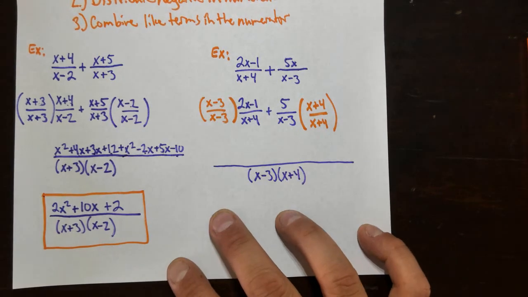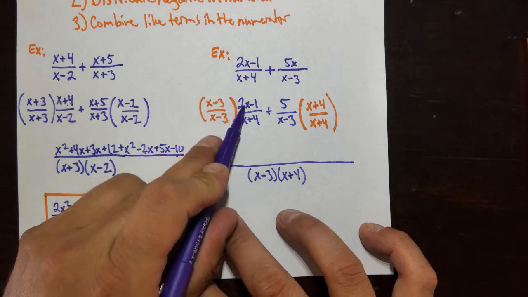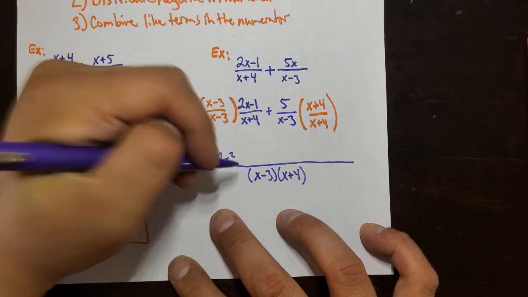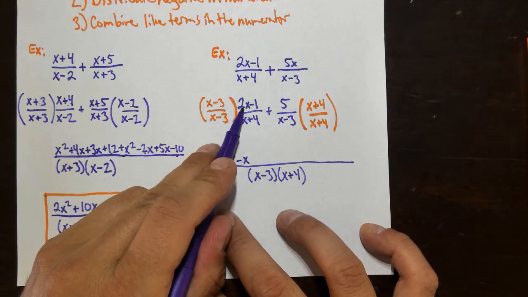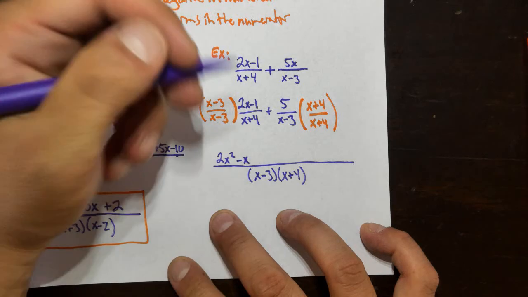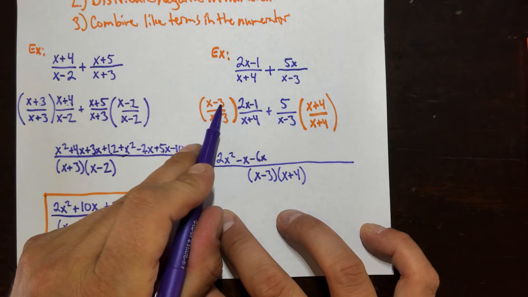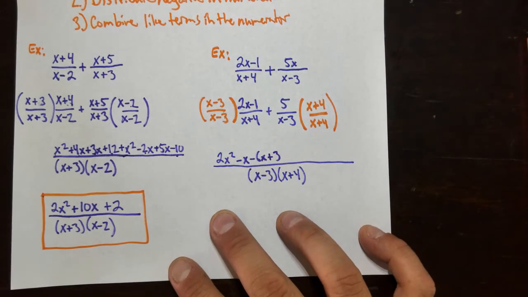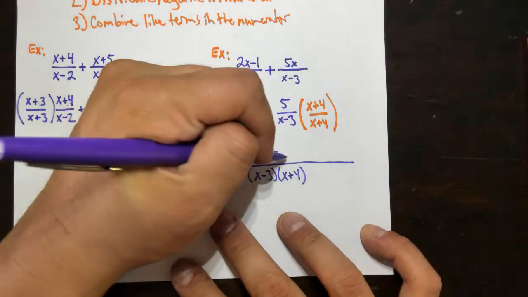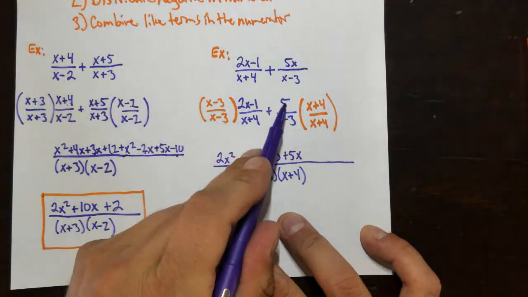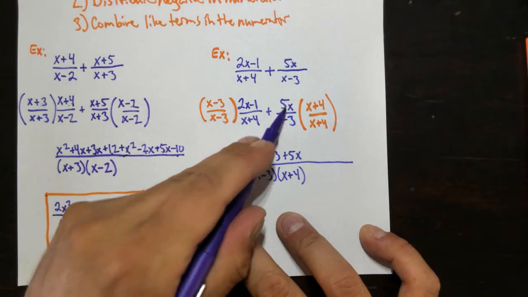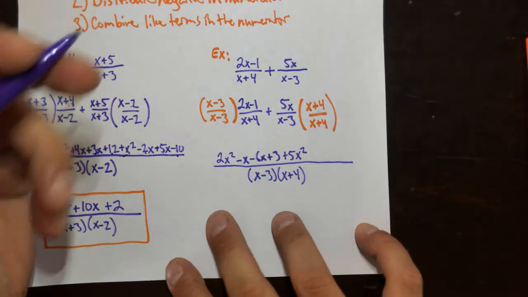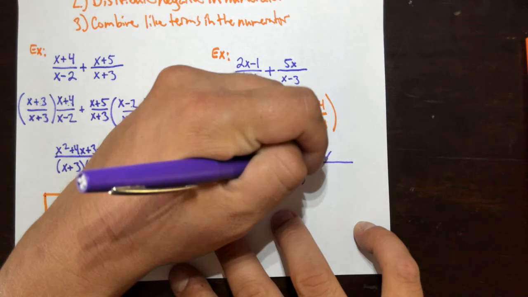All right, now let's multiply the top. So x times 2x is 2x squared. X times negative 1 is minus x. Negative 3 times 2x, negative 6x. Negative 3 times negative 1, positive 3. And then do the same thing with the other side. 5 times x is 5x. And this should be 5x, sorry. So this is going to be 5x squared, because 5x times x is 5x squared. Then 5x times 4 is plus 20x.